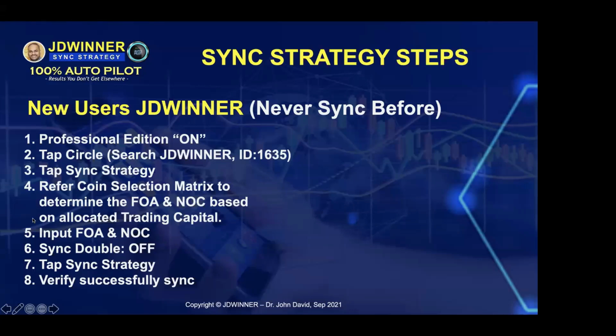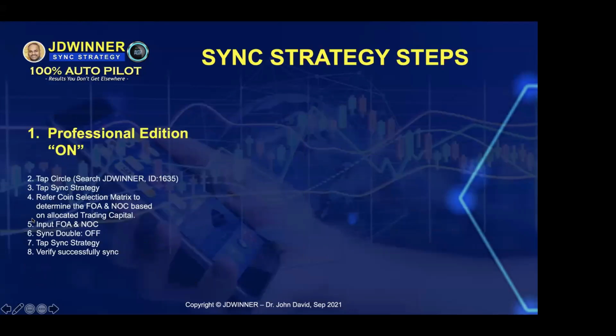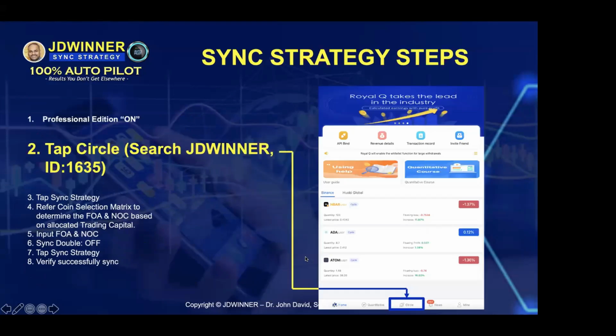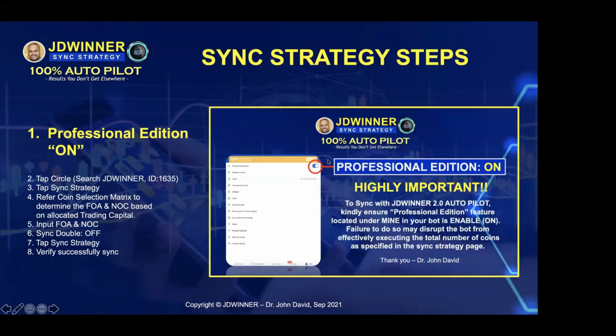All right, let me show you one by one. First thing is the professional edition. So this is it. If you go under Mine, you will be able to see the professional edition at the top there. For JD Winner, we want the professional edition to be on, because this is where you will start to see the orange coins.